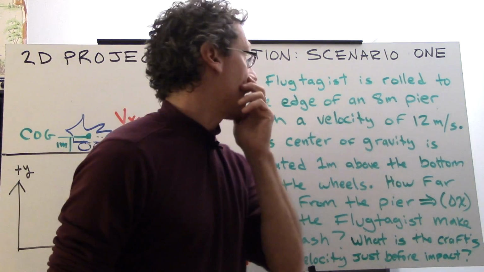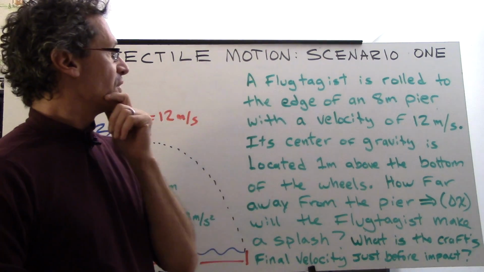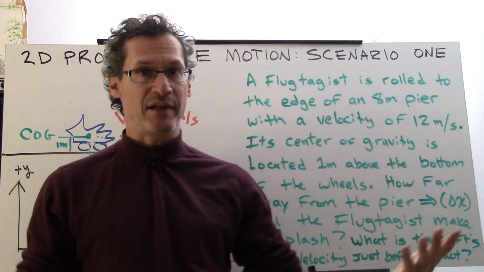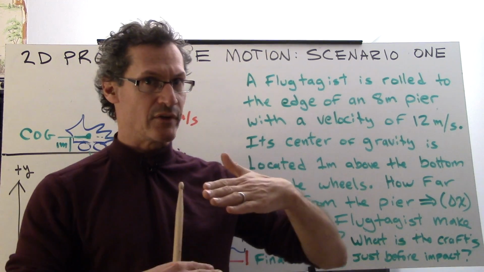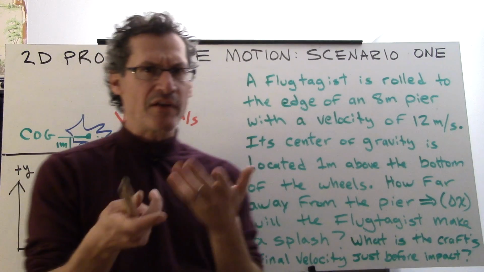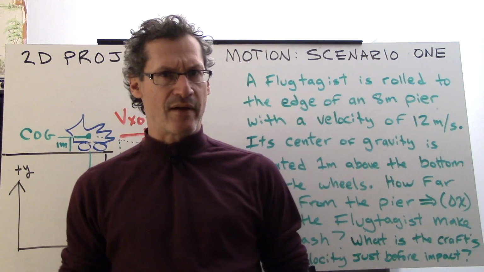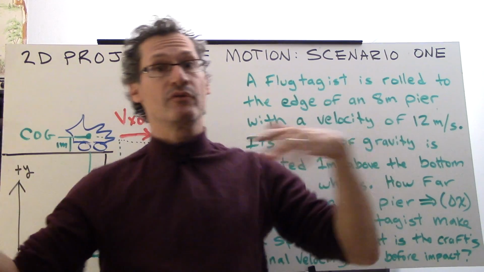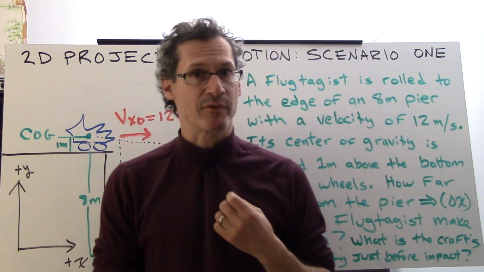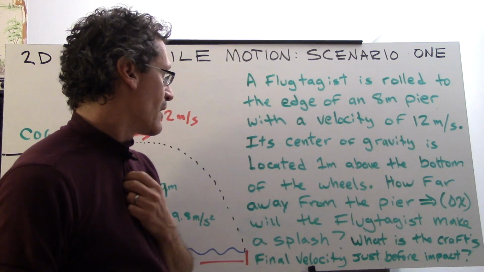Okay, let's look at what we got here. A Flugtagus is rolled to the edge of an 8-meter pier. The center of gravity is 1 meter above the wheels. We saw center of gravity and the fact that the center of gravity will always go in a parabolic arc when you jump, no matter how you move the rest of your body. So we saw that with the hang time clip and basketball players.